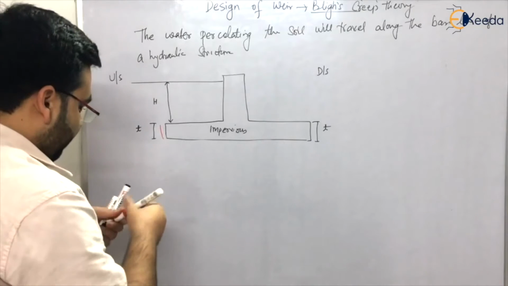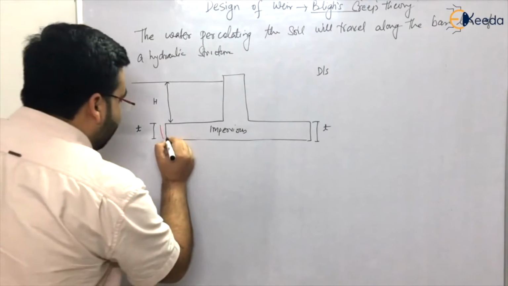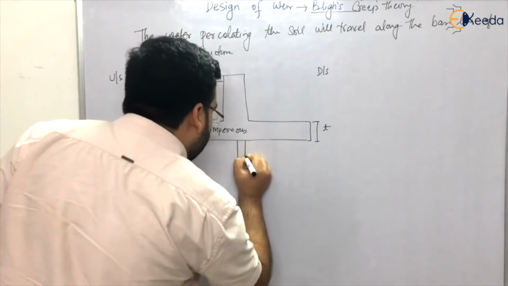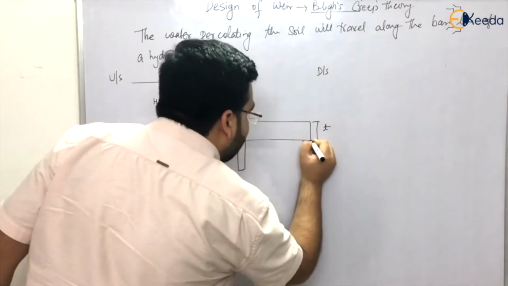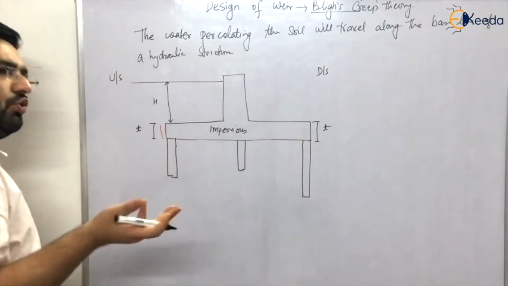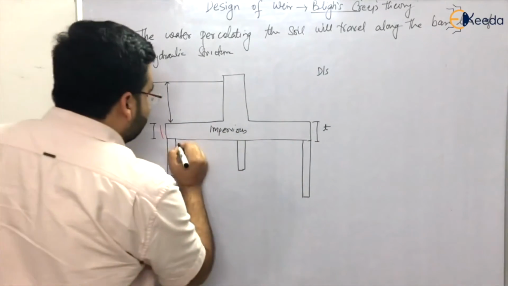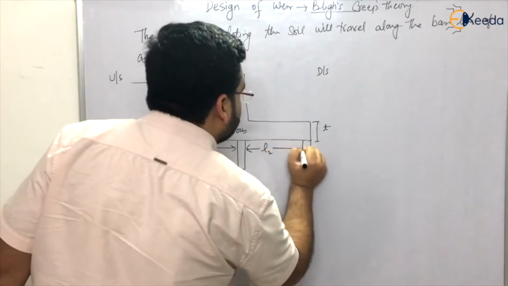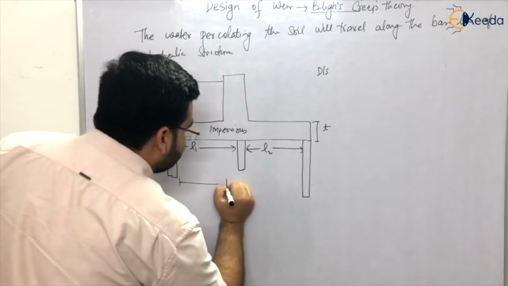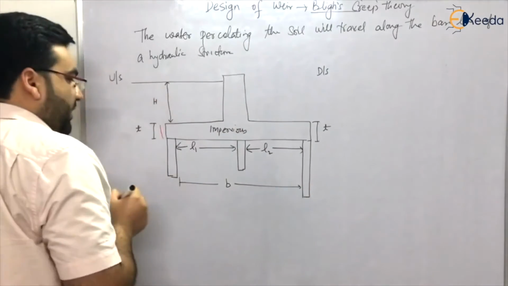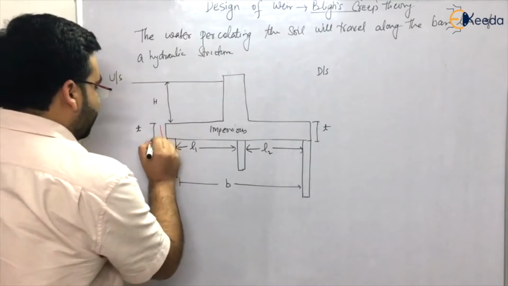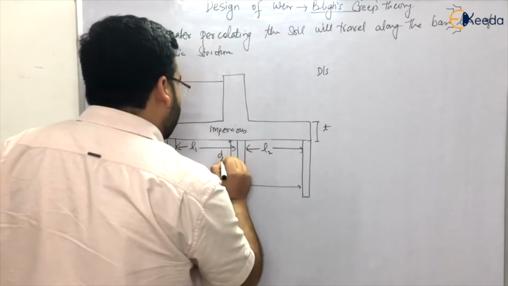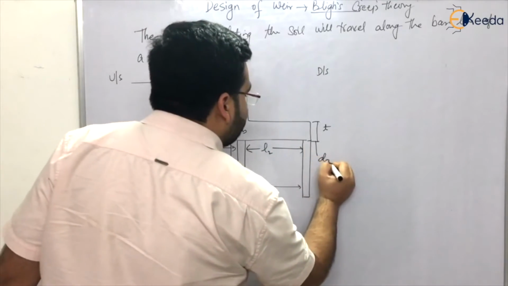Let us say that we have provided three sheet piles here. It can be 2, it can be 3, whatever, right? Okay. Let us say that this length is L1. This length is L2. Clear? This whole length is, let us say, small b. Okay, L1, L2, small b. Let us say the depth of this sheet pile is D1, the depth of this sheet pile is D2, and the depth of this sheet pile is D3.